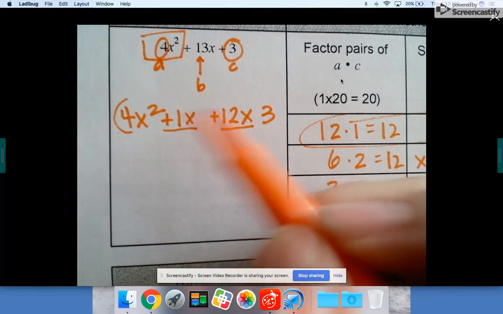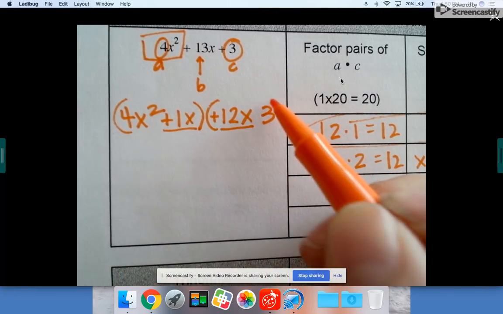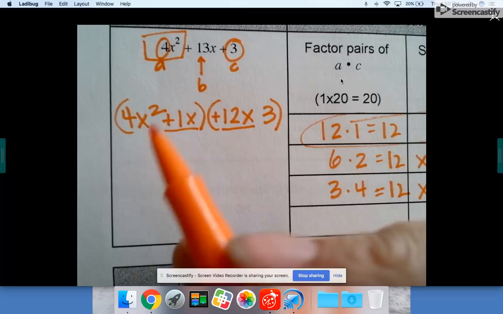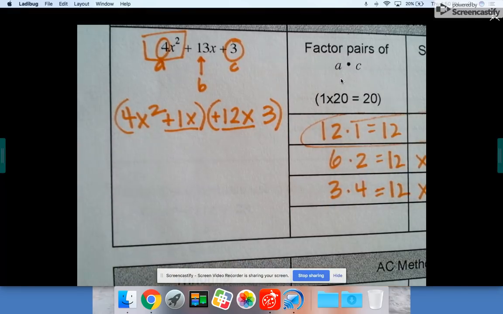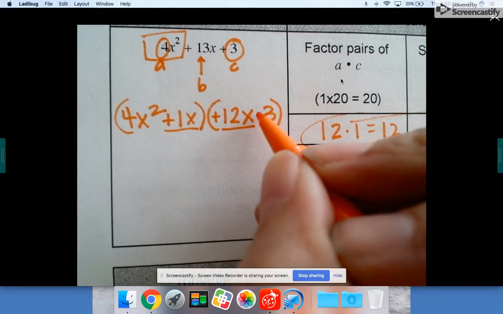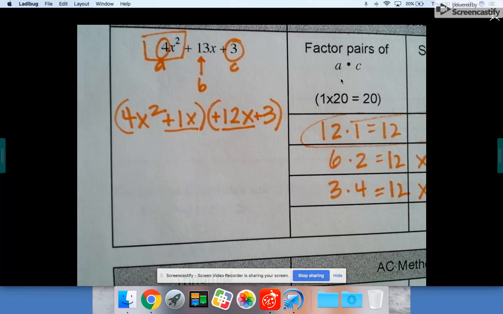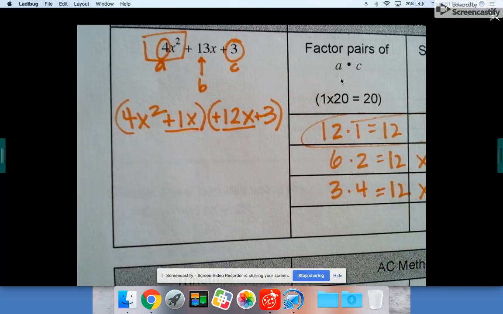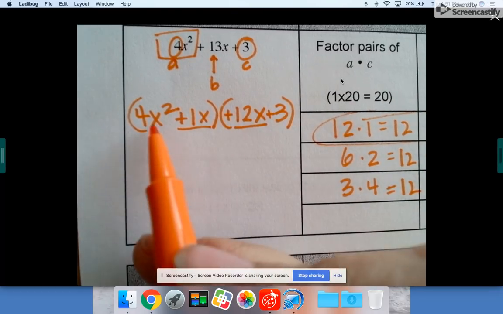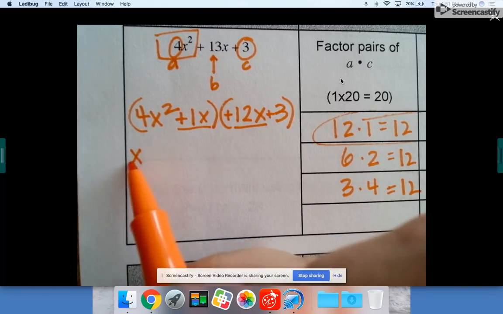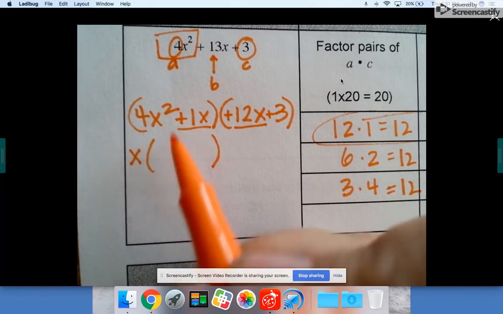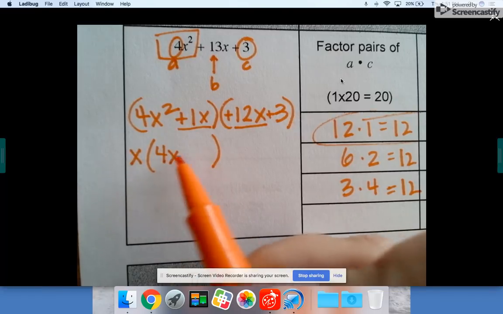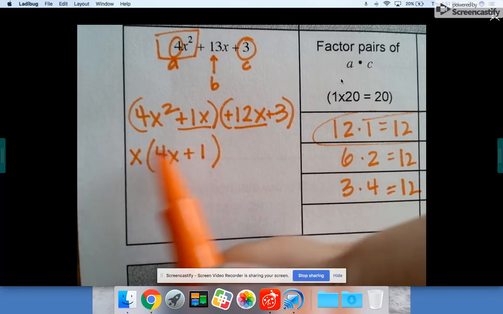So I want you to go ahead and just by grouping, just put parentheses around each of the first two terms and then a parenthesis around each of the next two terms. That's positive for you, by the way. Okay, now we are going to pull out the greatest common factor of each of these sets of parentheses. So the only thing we can pull out of these two is just x. And then if you reverse distribute the rest, you would have 4x and 1.